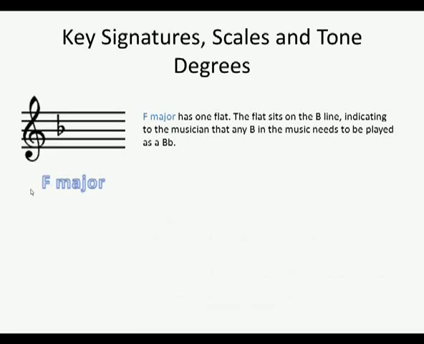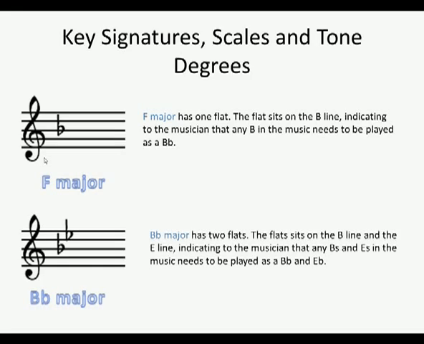Okay, flat key signatures. F major has one flat, and this flat sits on the B line, indicating to the musicians that any B in the music needs to be played as a B flat. So F major has one flat, B flat.